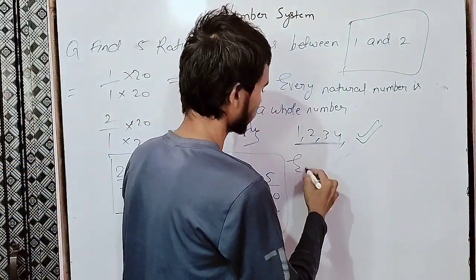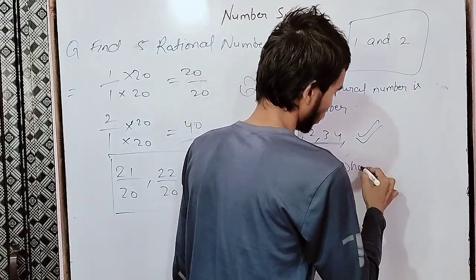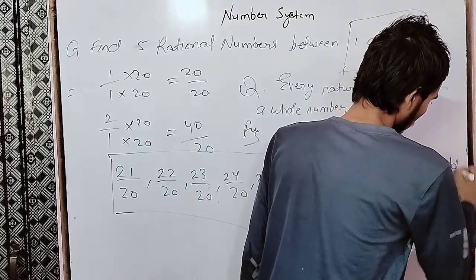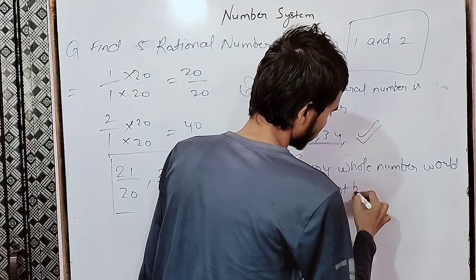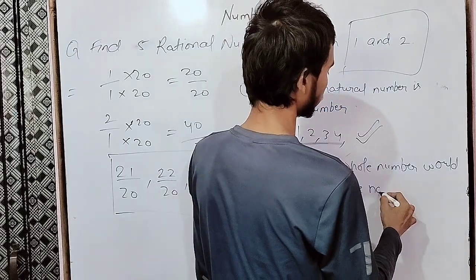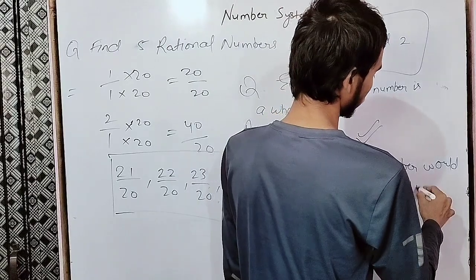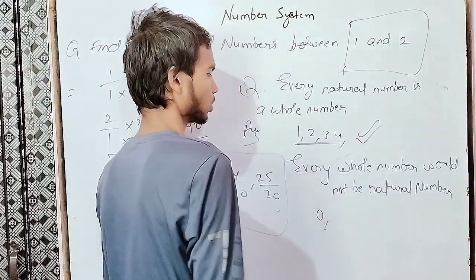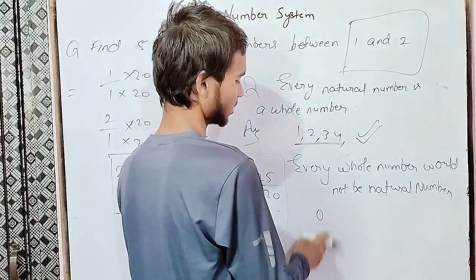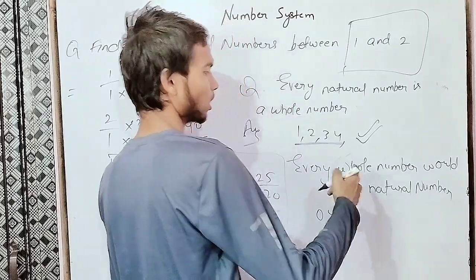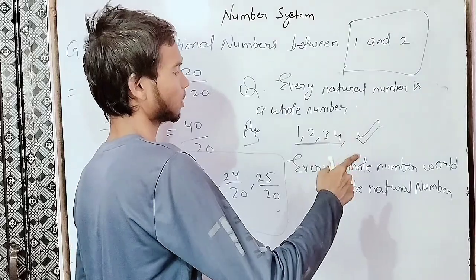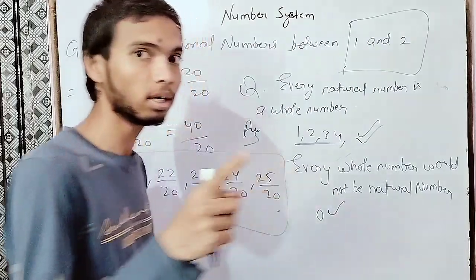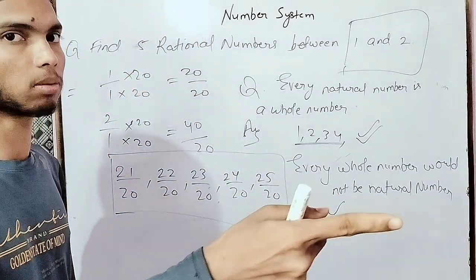But every whole number would not be a natural number. For example, 0 would not be a natural number, but 1 would be. Every natural number is a whole number. Clear?